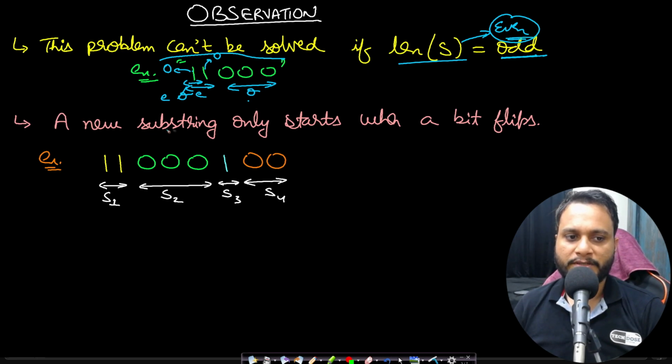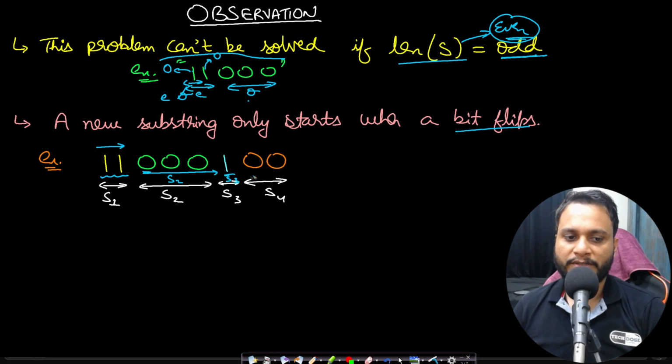Now the second point is a new substring only starts when a bit flips, right? You see this. If you start a substring with all ones, it should be all ones. As soon as you see a 0, that means the previous substring has ended. Now when you start a substring with 0, you will include all the bits into the same substring unless you see a bit which is different, a flipped bit, right? And this will be substring number 2.